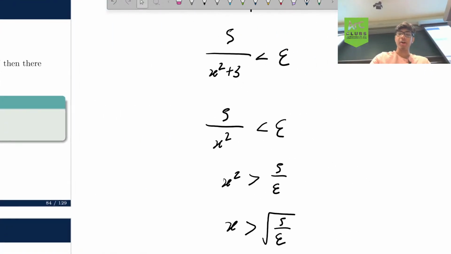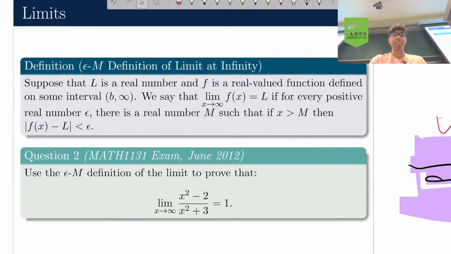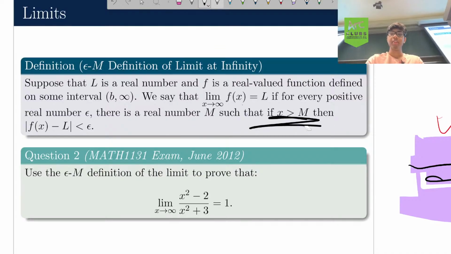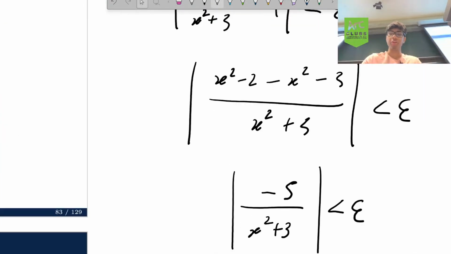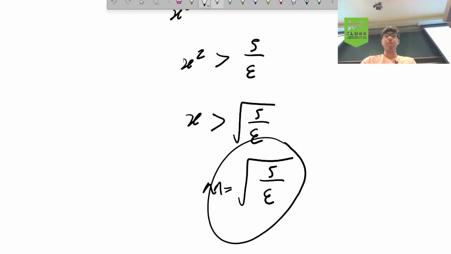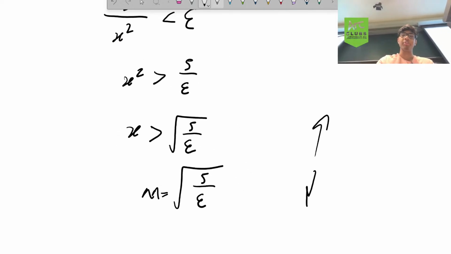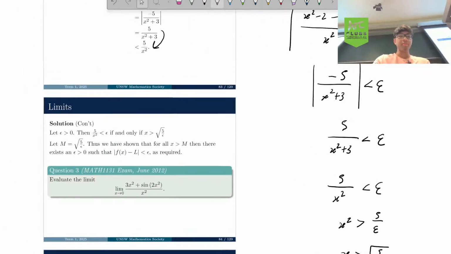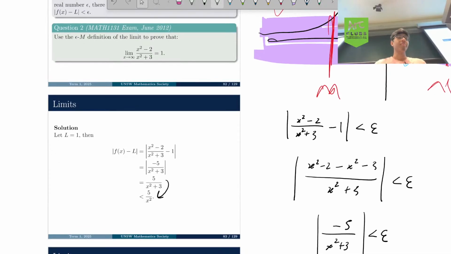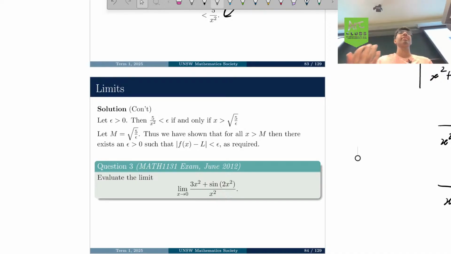Then to finish up my working, one thing I would specify is, remember we said that there exists some m, so x greater than m. So just to finish up, I would also specify that my m here is root 5 on epsilon. This is the value that my x must be greater than, so that my function is always within epsilon distance from my original limit. Does this make sense with everyone? Cool. You can stop me anytime as well if I'm going too fast.